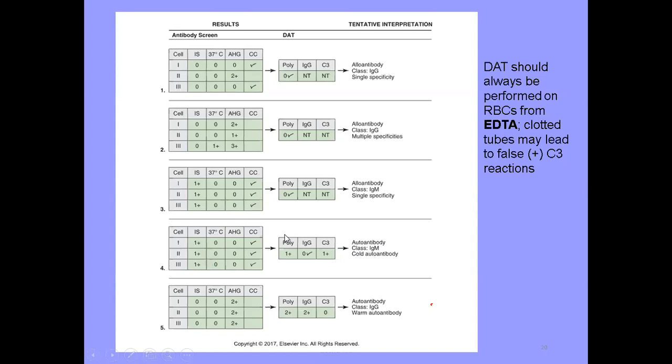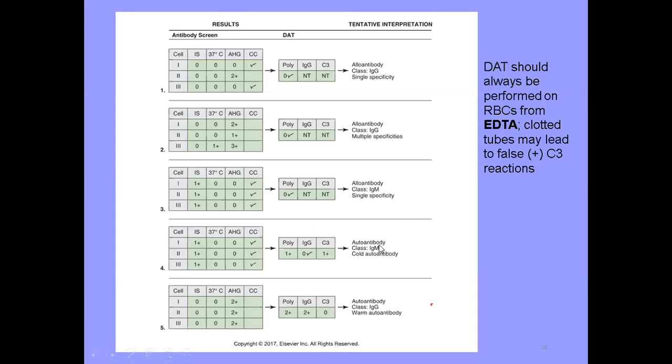This one is different because when they did the DAT with the polyspecific, we're now getting a 1+ reaction with the polyspecific, so they went ahead and tested separately anti-IgG and anti-complement. Okay, and so we see that the IgG was a negative reaction, and so basically what this result tells us is complement. Since that is the positive one, complement is what is coating this person's cells.